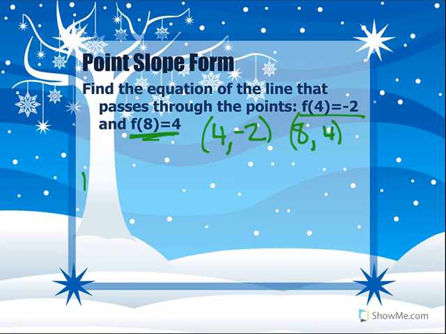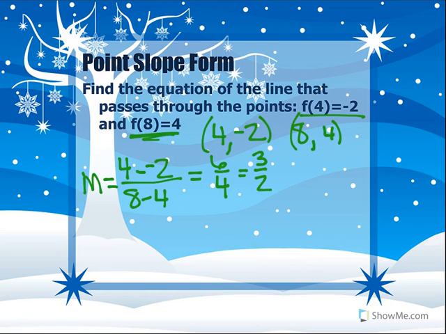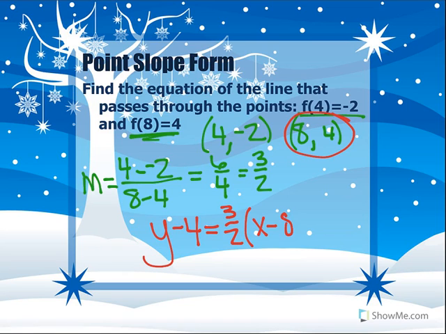Again, very similar to our last example, we could find our slope. I take the difference in my y values over the difference in my x values, and I would get 6 over 4, or 3 halves. So 3 halves is my slope. I can use any one of my points that I want. Maybe I'll use this one. So it would go y minus 4 equals 3 halves times x minus 8.